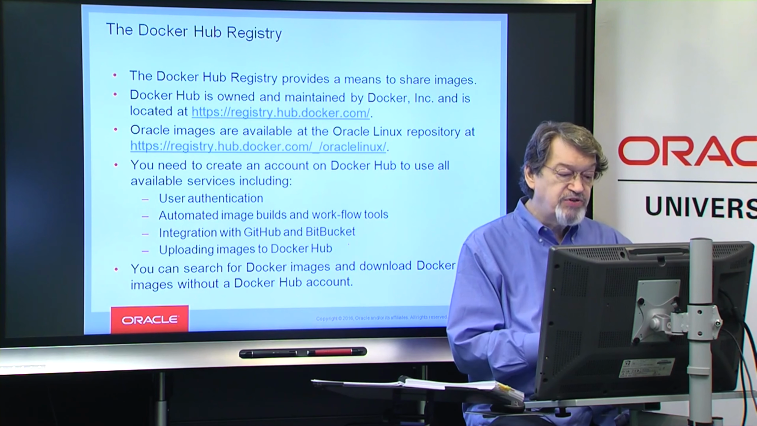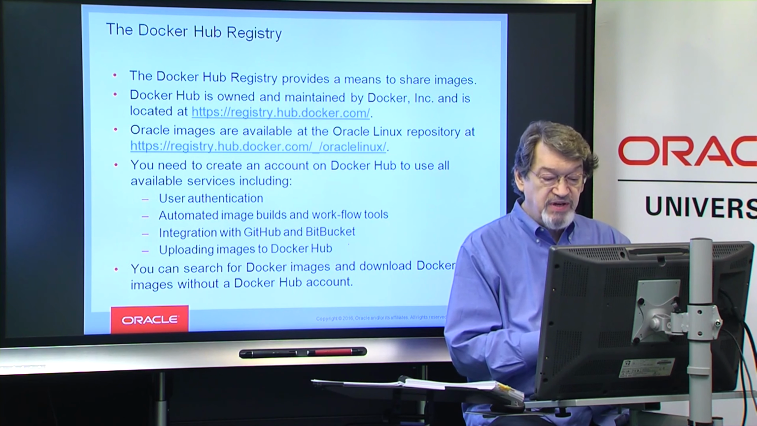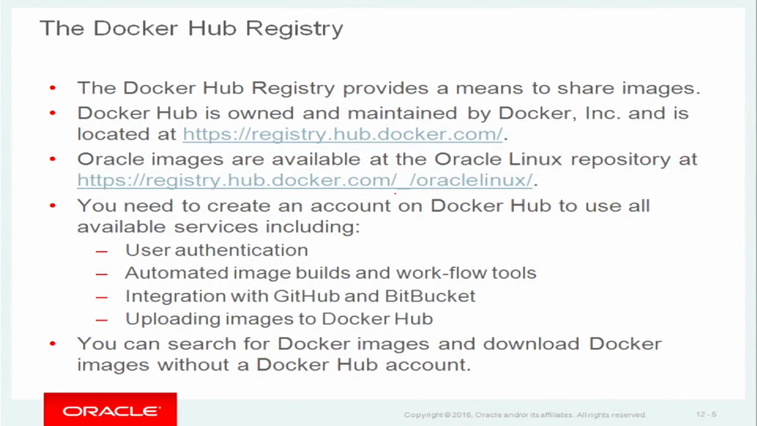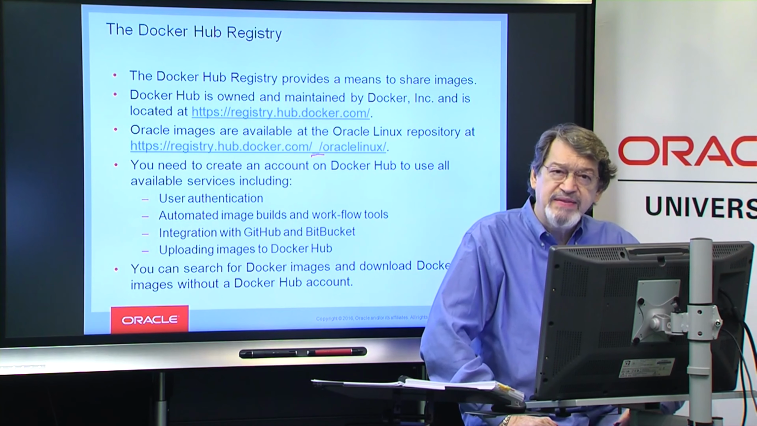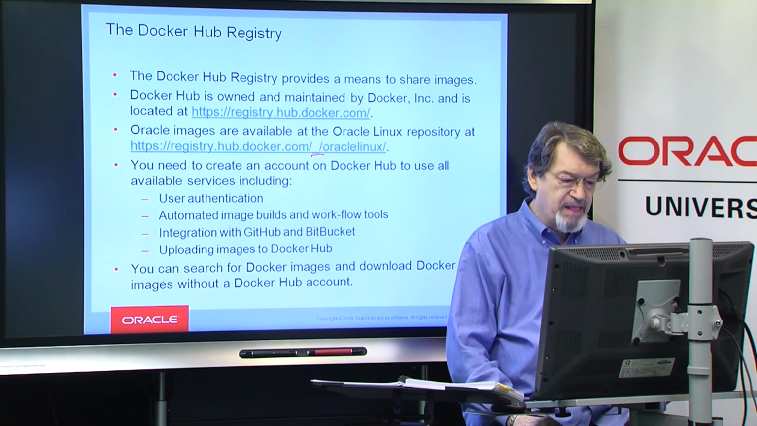HTTPS registry hub docker.com/ and right here, although you may not be able to see it, there's an underscore between those two slashes. No, it's not a space. Okay. And then Oracle Linux, and we may even have 5 images out there. I haven't gone out to look recently.